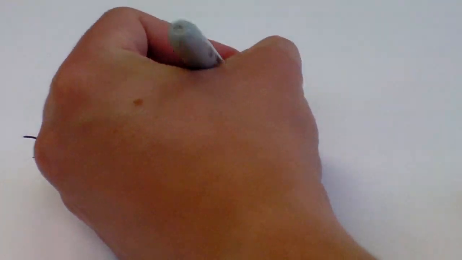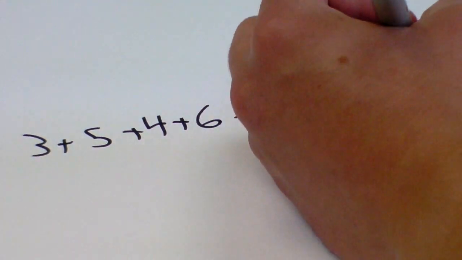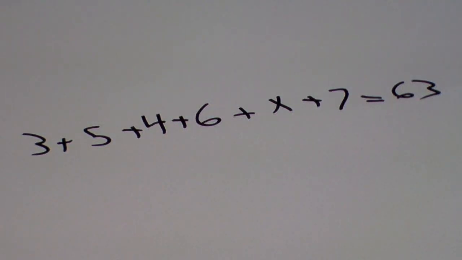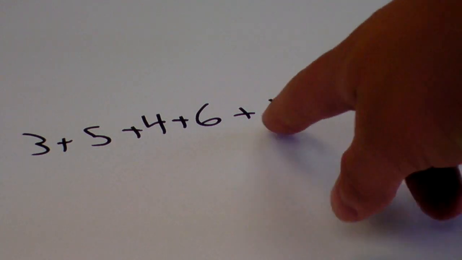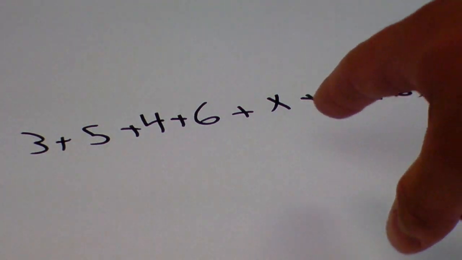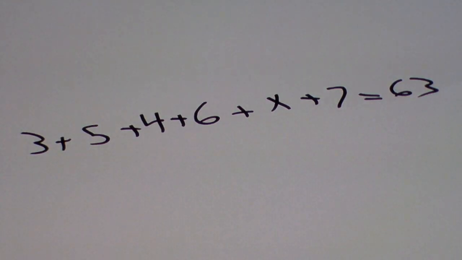So again, if we're talking about a situation in algebra, we might have 3 plus 5 plus 4 plus 6 plus x plus 7 equals 63. If we have a situation like this, we're not going to be able to solve for x if it's right there in the middle of things, but we can really easily rearrange it and put the x at the end or at the beginning. We can do whatever we want with that. So that's an important thing to remember with the associative property.